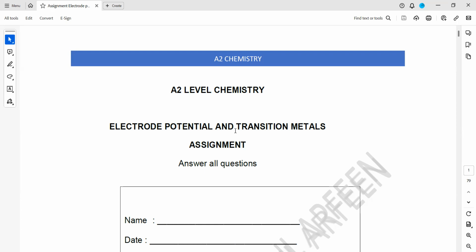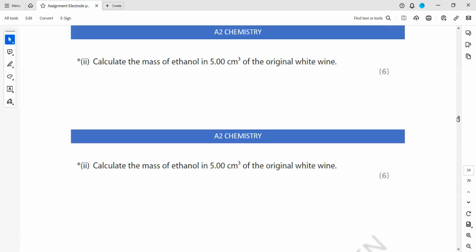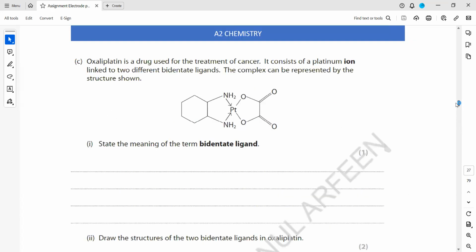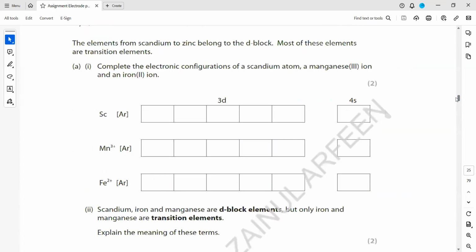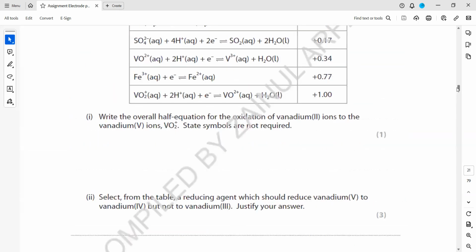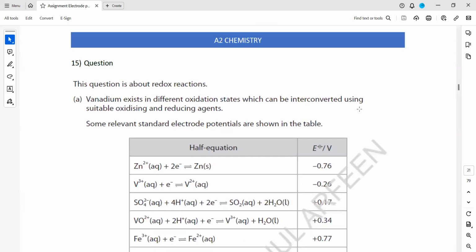So, exercise: electrode potential and the transition metals. We did the first 14 questions, so we'll start with question 15. This is an important exercise, as almost half of your Unit 5 is based on this topic. 14 are already recorded, so we'll start with question 15.